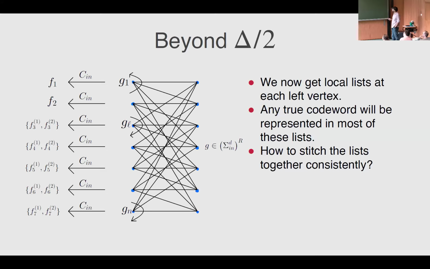Now, we get these local lists at each left vertex. A similar sampler property can be used to say that the true codeword is always going to be represented in these lists, whatever the local assignment corresponding to the true codeword was. The only issue is we don't know which one. So for every left vertex, we have 2 choices. We don't know which of the 2 corresponds to the local codeword. We know that it is present somewhere.